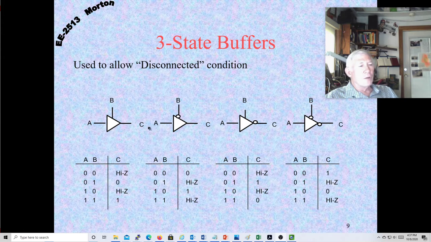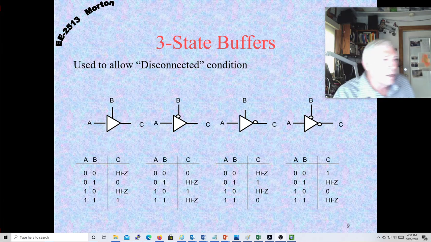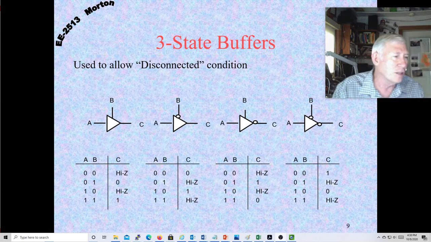So when B is low, A is connected, and C will be the same as A. When B is high, then this is no longer true. So we say in that case that the control line, B, is deasserted. It's asserted when it's low in this case, deasserted when it's high. When it's asserted, it connects A to C. When it's deasserted, it puts it in a high Z state. So you think of the control line as turning the buffer on or switching it off. If it's off, then C will be disconnected from A.